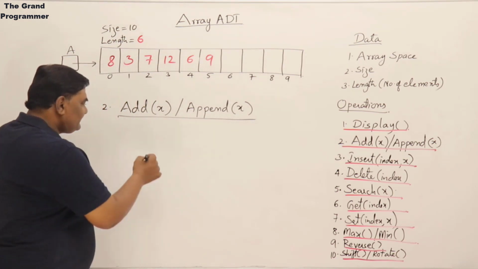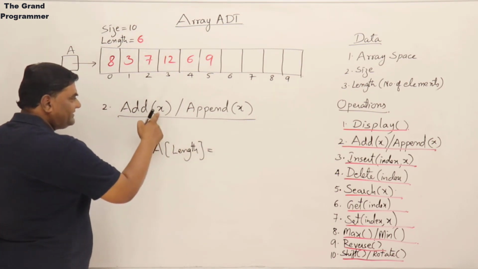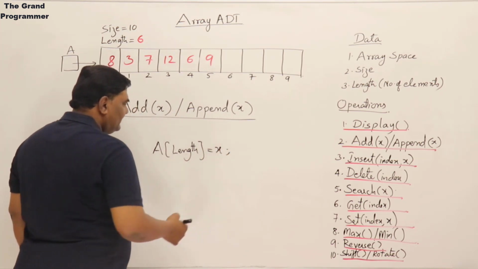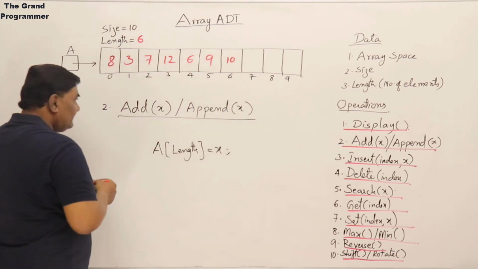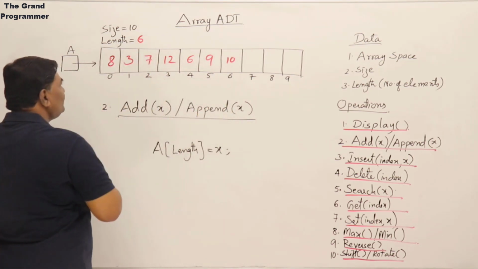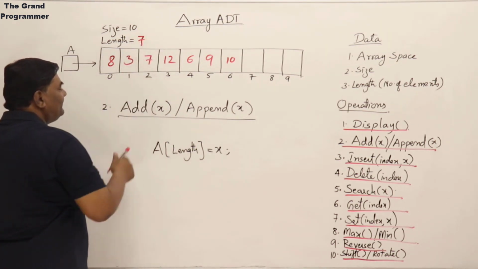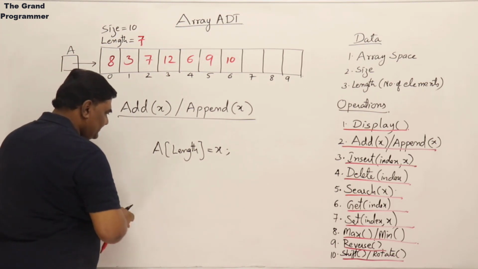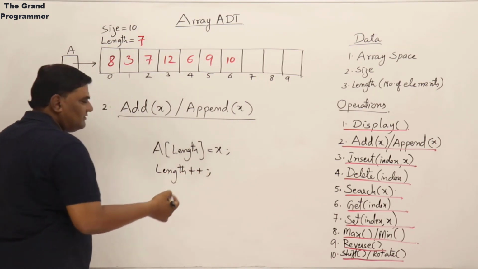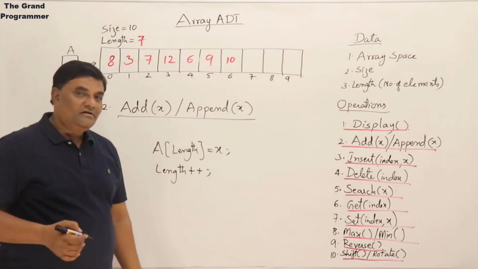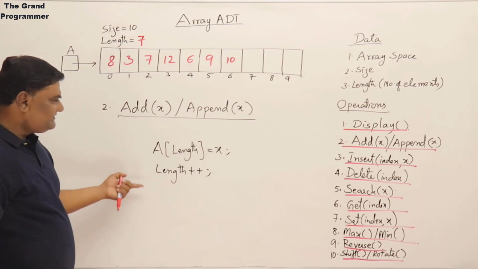So it's very simple. Just at index length in the array, I can store an element, whichever element is passed here. So I can store x. Suppose I wanted to insert a new element, that is 10. So 10 is inserted here. Now I have a total of 7 elements, so the length should also become 7. So I must also update the length after performing this operation: length plus plus. This will increase the length. So adding or appending an element means adding an element at the end of an array. It's a simple syntax, just 2 statements.